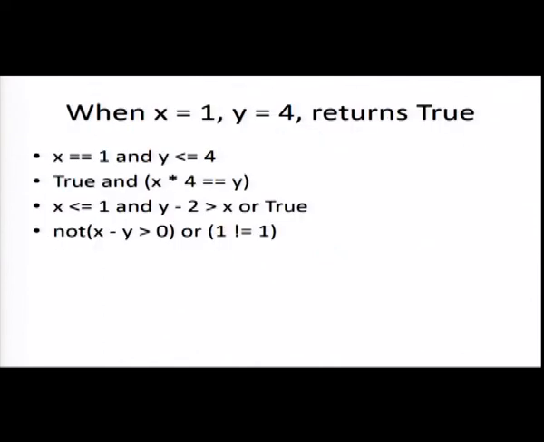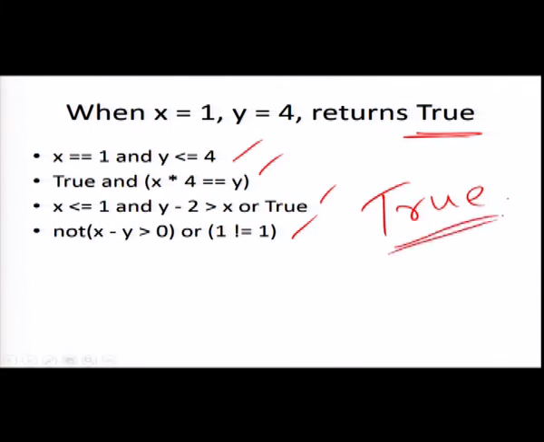Now, the other example is x equal to 1, y is less than or equal to 4. So, when you calculate all these, it returns a value called true. True is a Boolean. You get a Boolean value as true. X equal to 1 and y less than or equal to 4 is true. True and x multiplied by 4 equal to y, which is again true. Similarly, the other two are also true.